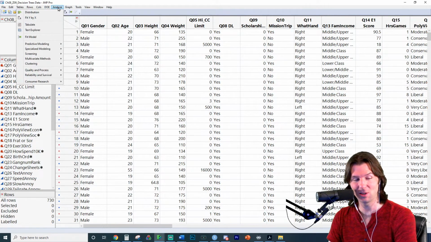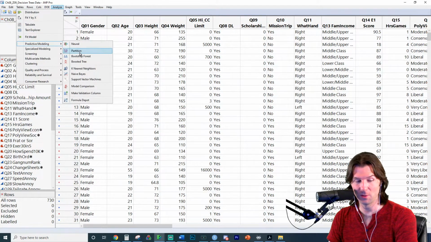So going to make a decision tree right here, we are going to go to partition models.